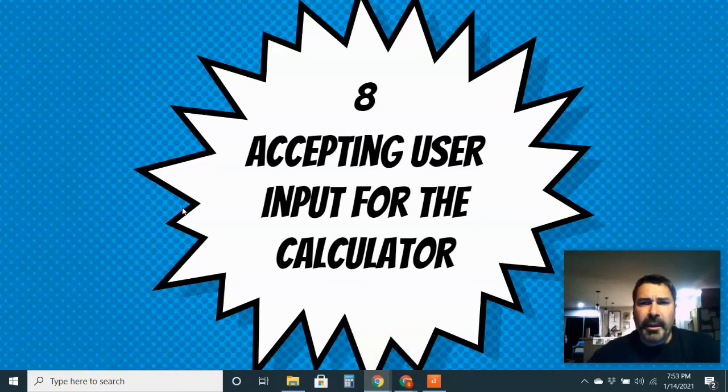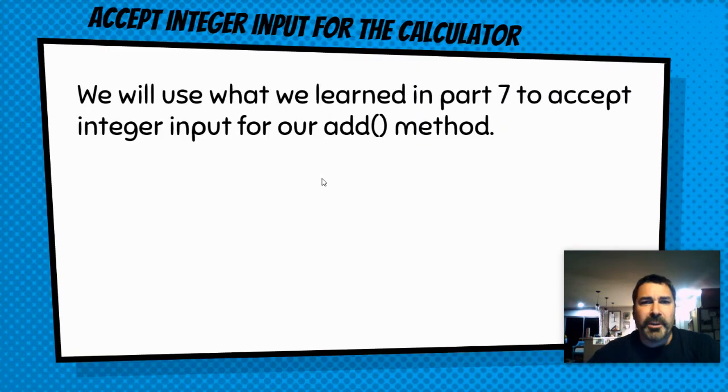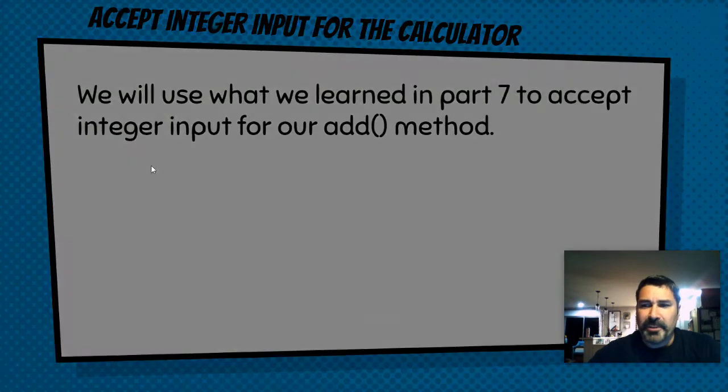All right, ladies and gentlemen and programmers, we're going to do part 8. We're going to figure out how to accept user input and actually use it in our calculator. So we will use what we learned in part 7 to accept integer input for our add method. In 7, we accepted string information. Now we're going to try to get some numbers because you can't add up letters very well.